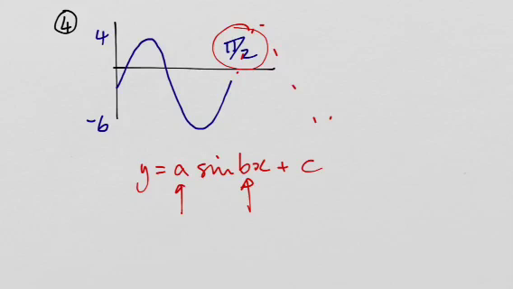How are you going to work out the a value? Well, the a value is half the distance between the maximum and minimum. So between 4 and negative 6 is how much? Half of that will tell you the a value. And then lastly, the c value, it looks like it's been moved down. Once you know your value for a, you should be able to find the value for c.